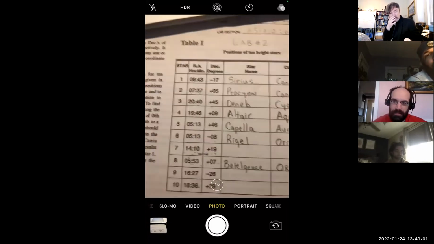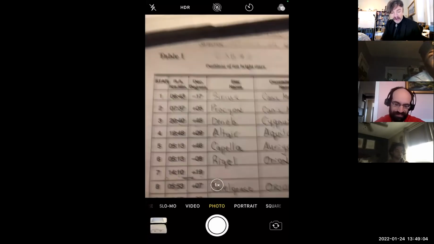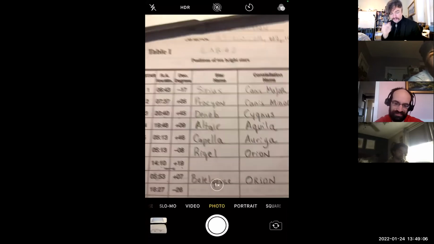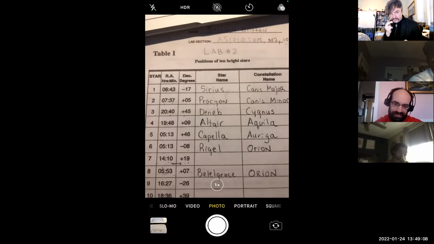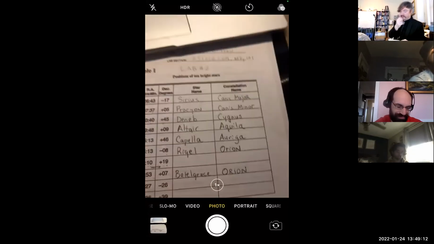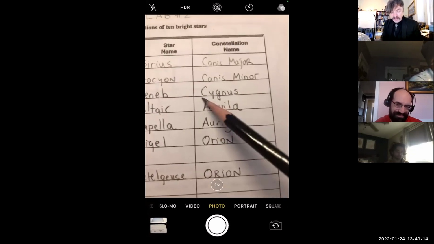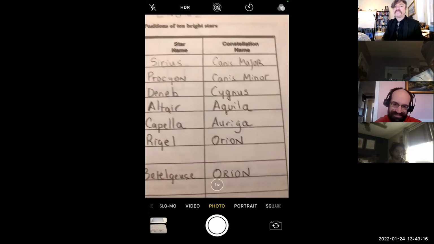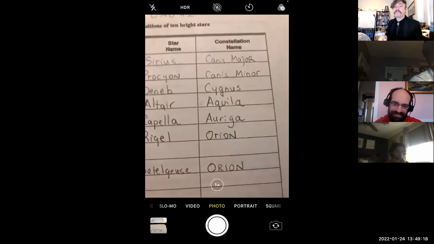I just had a quick question about number 3, the name of the constellation. Is that C-Y-Q-N-U-S? Oh, sorry, G. I never noticed that, I'm ambiguous there. That's Cygnus. Okay, Cygnus, cool. Cygnus is a swan.